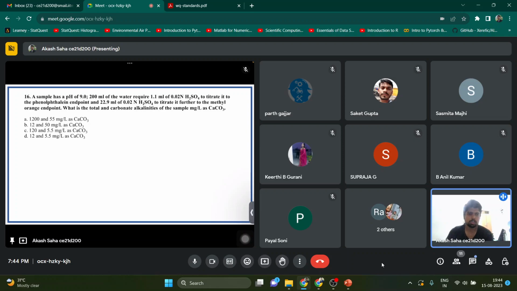If you are not able to solve this question, please let me know. I will teach you how to do. It's just that you have to play with the units. It's a very straightforward question. You just have to play with the units. And you should know what is carbonate alkalinity and what is the total alkalinity.